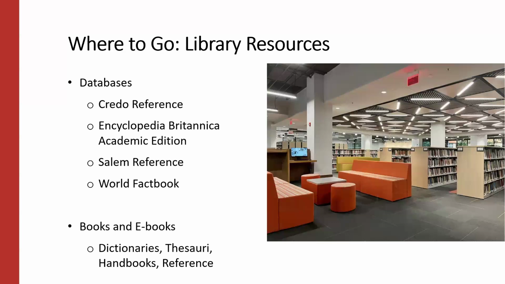And so where can you go to get background research? Well, first things first, go to the library. We pay for good places to find information and learn about various topics. And all you need to do as a UDC student is log on to use our resources. And we have some databases that are specifically designed for background research. So these databases include Credo Reference, Encyclopedia Britannica Academic Edition, Salem Reference, and World Factbook. And these resources provide summaries, factual details, and important context on a wide array of topics.